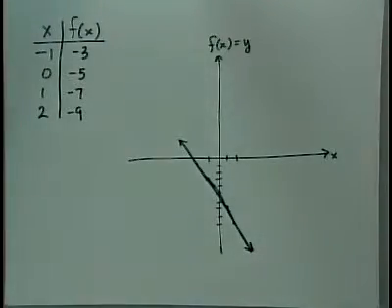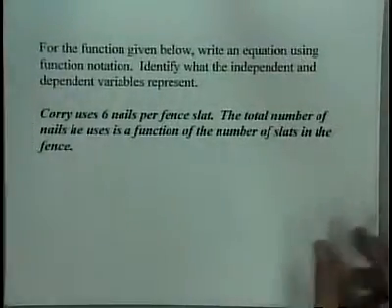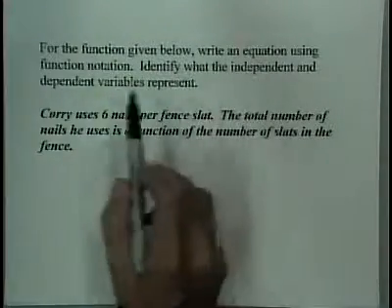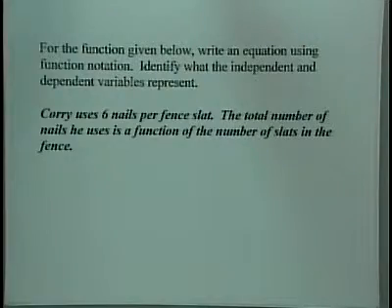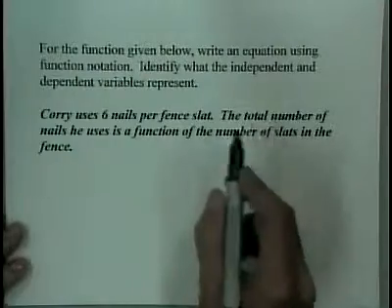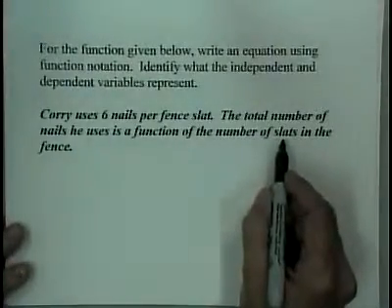Let's look at one more example. For the function given below, write an equation using function notation. Identify what the independent and dependent variables represent. So what we see is Corey uses 6 nails per fence slat. The total number of nails he uses is a function of the number of slats in the fence. What we might do is identify the independent and dependent variables first before we start to write down our function notation. The total number of nails is a function of the number of slats in the fence.